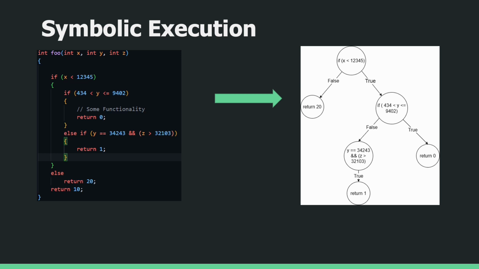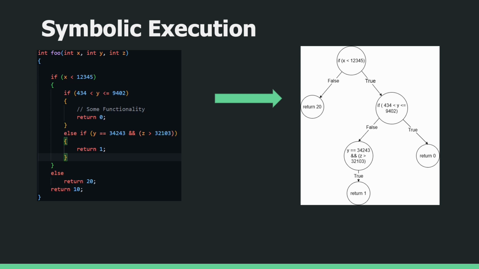convert the program into a branch tree, a simple CFG, which is a control flow graph, where every conditional of the program is a node in the tree which has a false and a true branch, or children, coming out of it, depending on whether the conditional is true or not. So for example, for the first conditional, if x is less than 12345, we have the first node which, if it is not true, leads to false, where there is the return 20 statement.